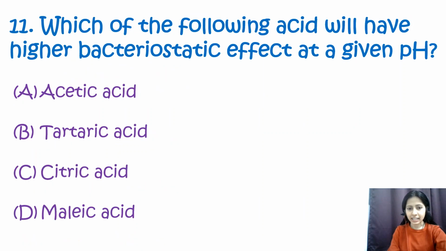Question number 11. Which of the following acids will have a higher bacteriostatic effect at a given pH? Option A, acetic acid. Option B, tartaric acid. Option C, citric acid. And option D, malic acid. So the bacteriostatic effect of an acid actually depends on two factors: one on the concentration and another on the pH of the environment. However, acetic acid has a higher bacteriostatic effect than the other acids which are given. So my correct answer is option number A, that is acetic acid.